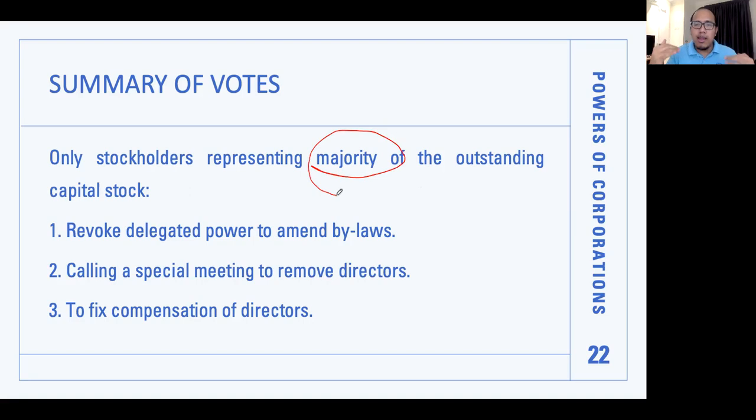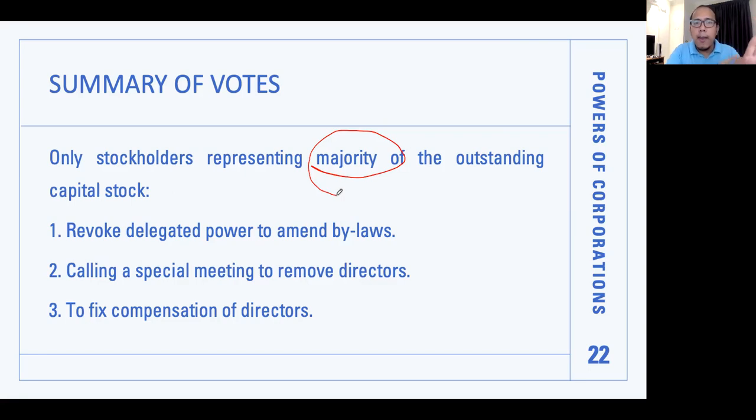Okay. Again, level ito. Sana nasusundan natin. Pag mag-a-amend ka ng bylaws, 2 boto ang kailangan: majority vote ng board of directors plus majority vote of the outstanding capital stock. Pwedeng mawala na yung majority vote of the outstanding capital stock. Ibig sabihin, ang mag-decide na lang kung i-amend ba o hindi ang bylaws, i-approve ba yung amendment o hindi, yung board na lang, wala na yung stockholders.